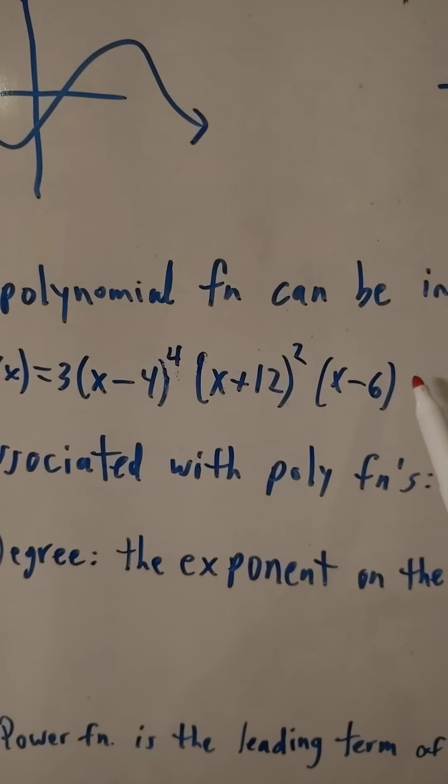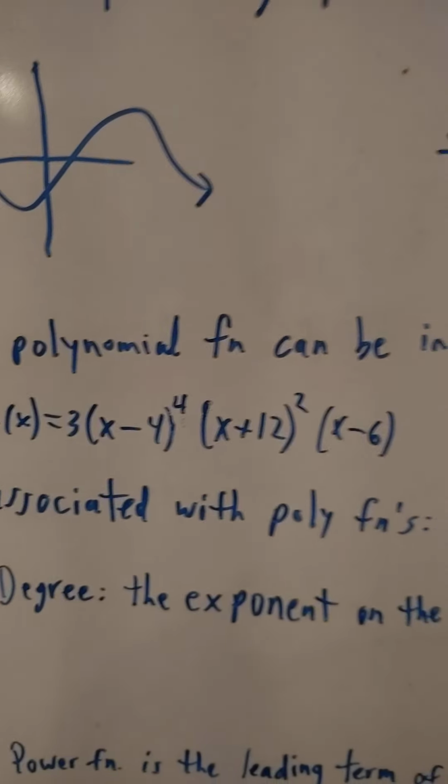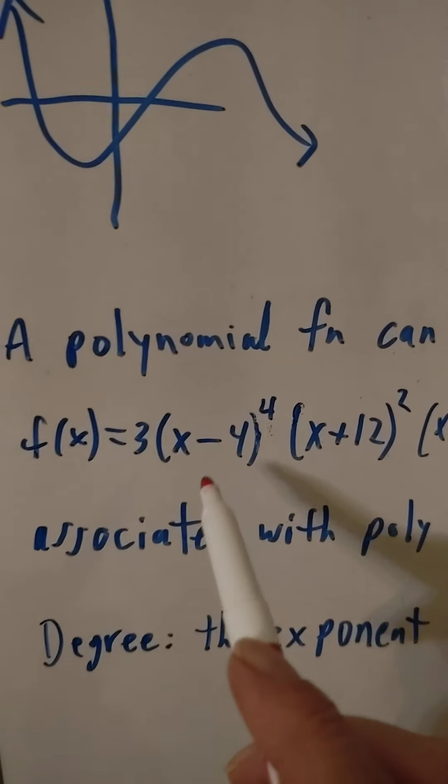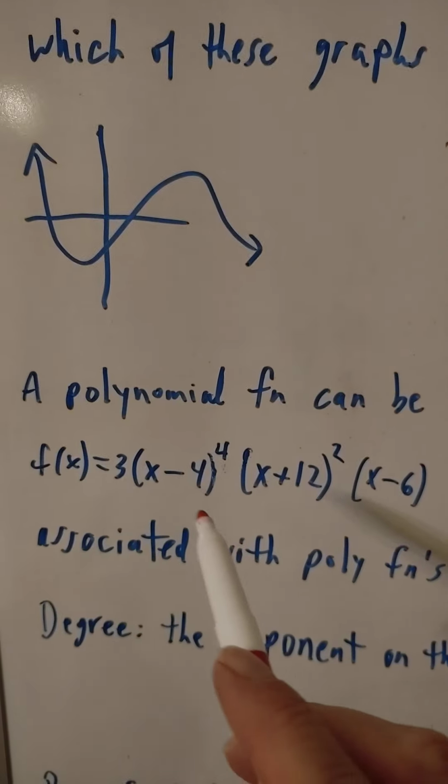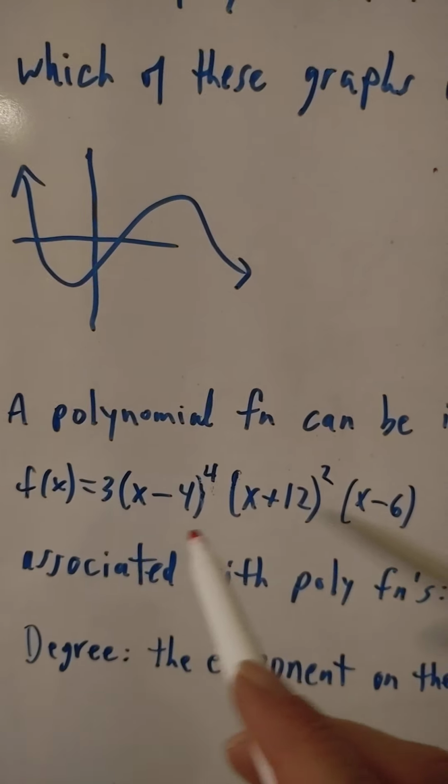So the degree here is 7. Notice it's a little bit tricky, harder when it's in factored form, but you can still figure it out without multiplying it all out. Take the shortcut way like I kind of did.